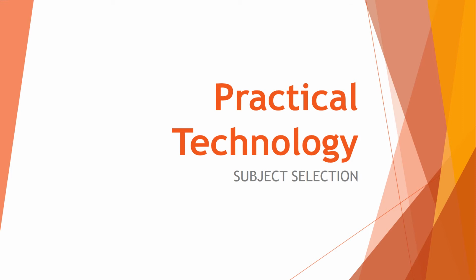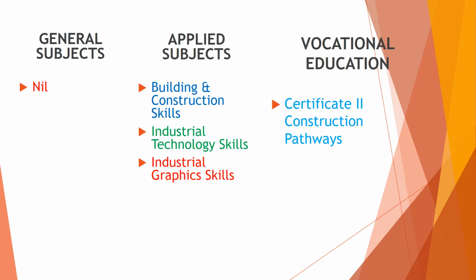Good morning, students. Practical Technology offers 4 subjects for you, with the choices being Applied Subjects: Building and Construction Skills, Industrial Technology Skills, and Industrial Graphics Skills. Now, you'll need to be writing these down on your question paper. We also have a Vocational Education or VET subject, which is a Certificate 2 in Construction Pathways.